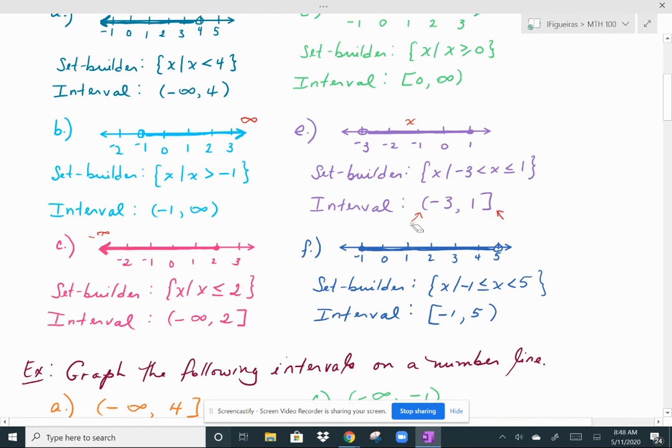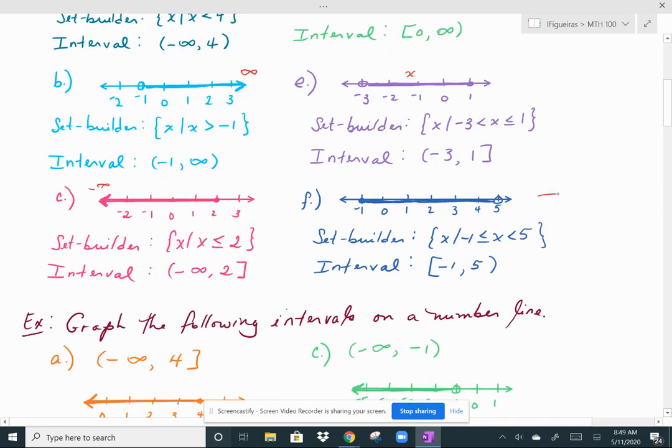Okay, F, similar. So here I'm shading between -1 and 5. -1 is included, 5 is not. So here's our set builder notation. It's the set of all x such that -1 is less than or equal to x, which is less than 5. Less than or equal is because of the closed circle here. Just less than because 5 has an open circle.